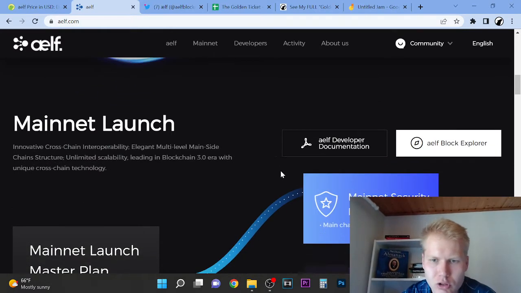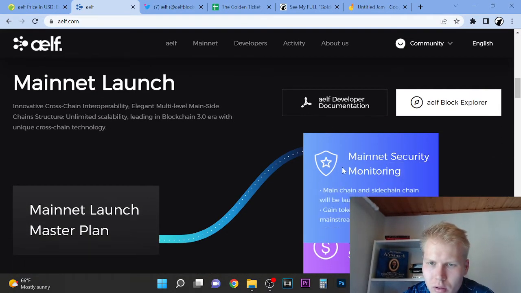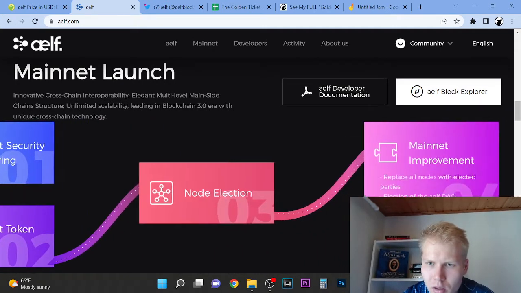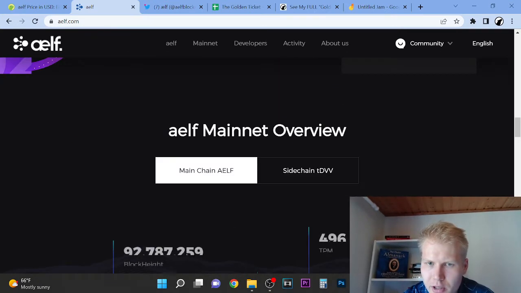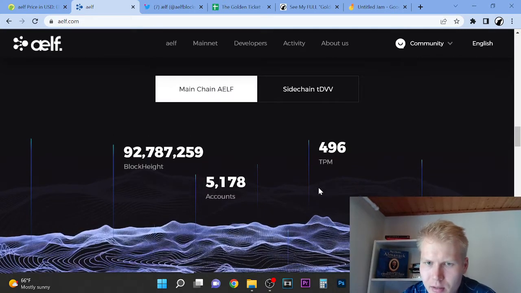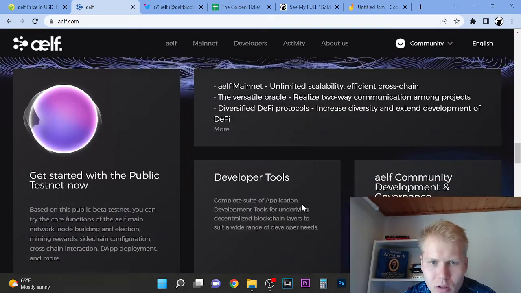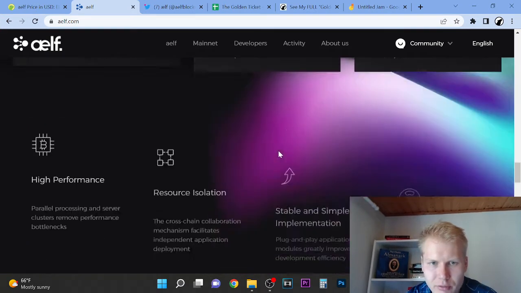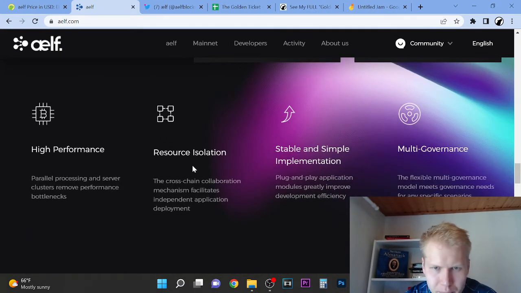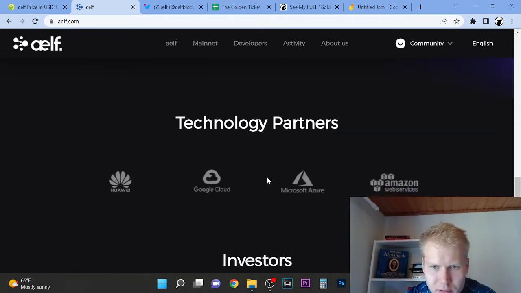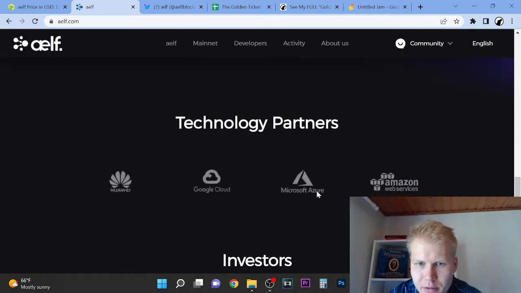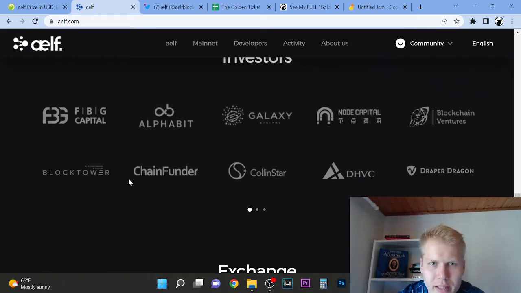So mainnet launch, swap, stabilization, sidechains, blockchain transactions, a lot of transactions though. Unlimited scalability, efficient cross-chains, diversified oracle, realized two-way communication, diversified DeFi protocols, increased and extended developers for DeFi, high performance, multi-governance, stable and implement. So let's look at technology partners: Amazon Web Services, Microsoft Azure, Google Cloud, and Huawei.